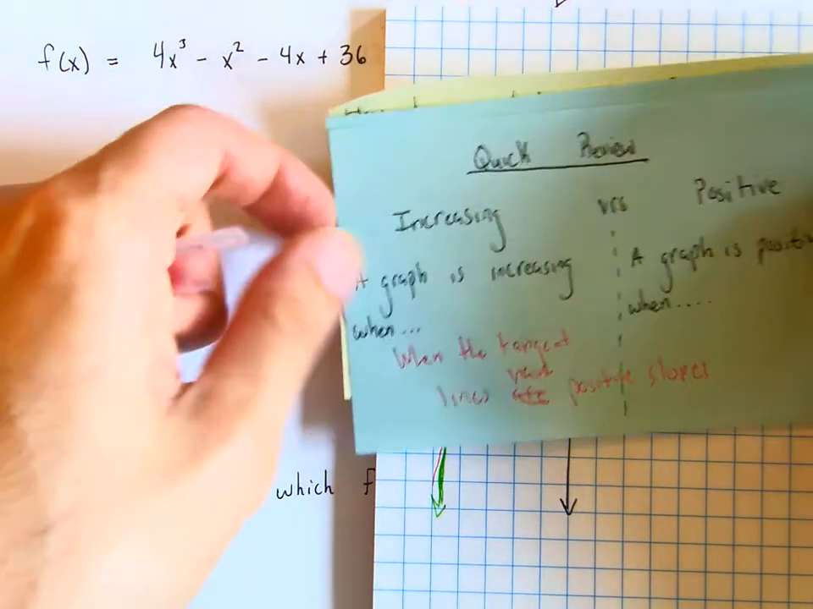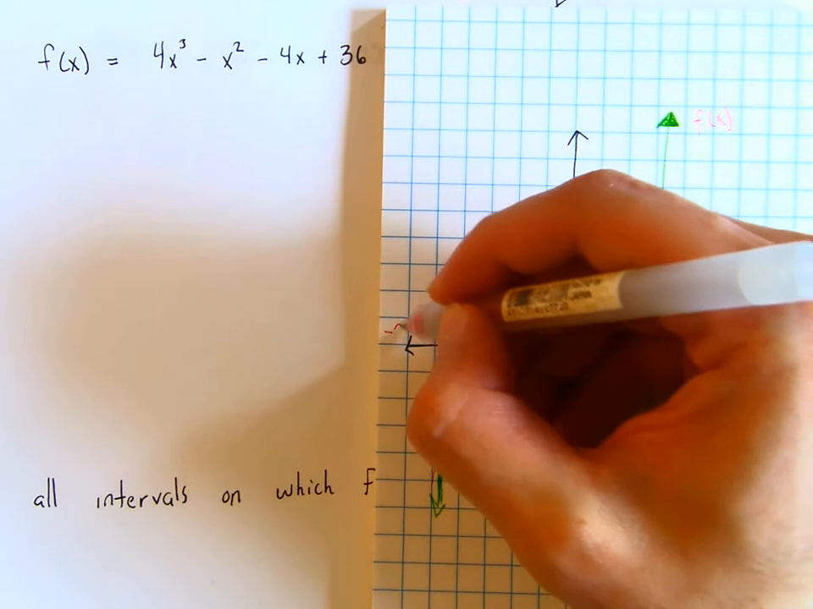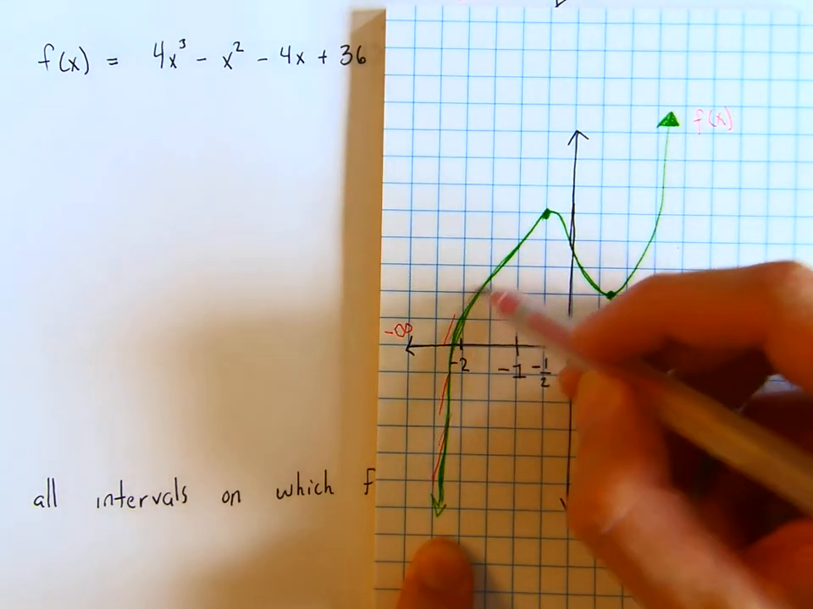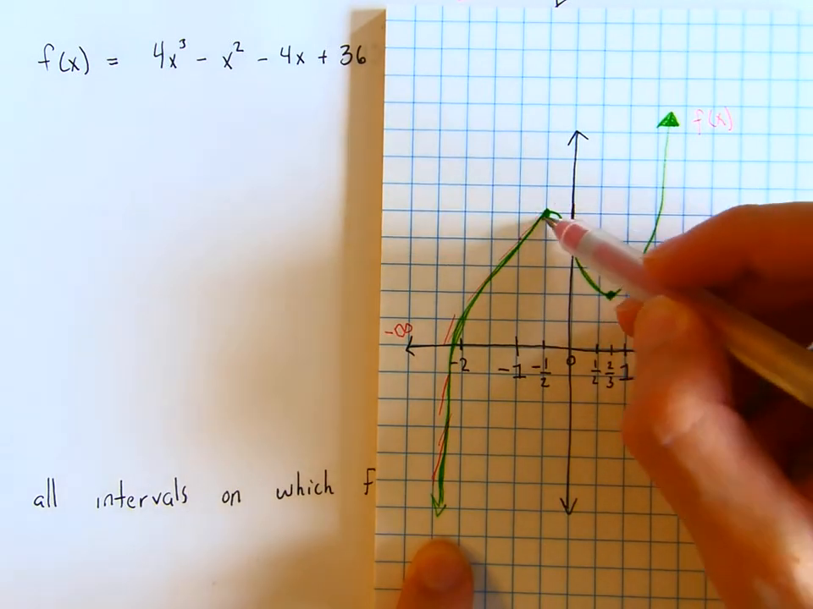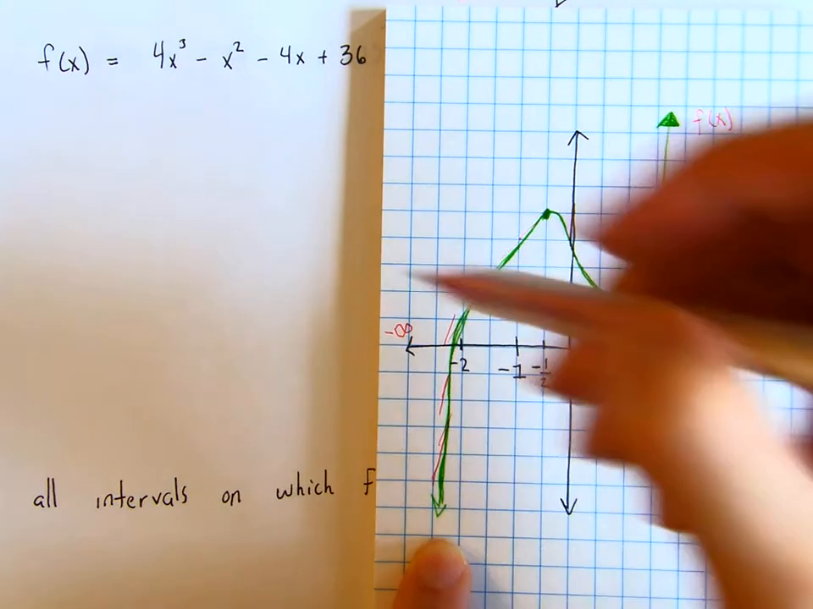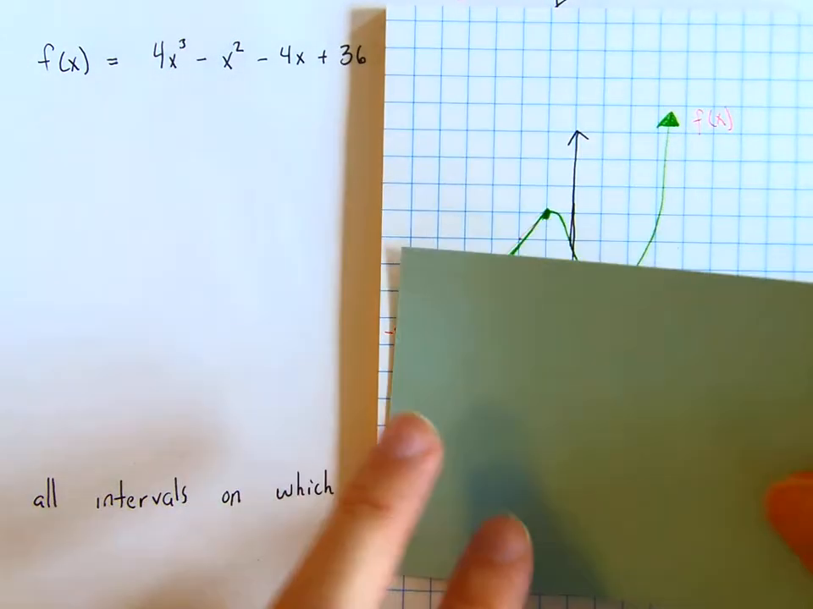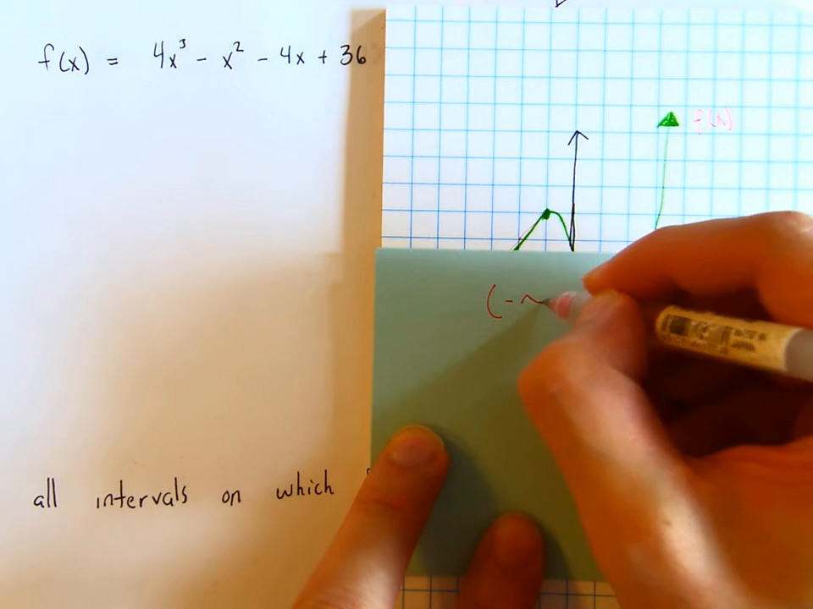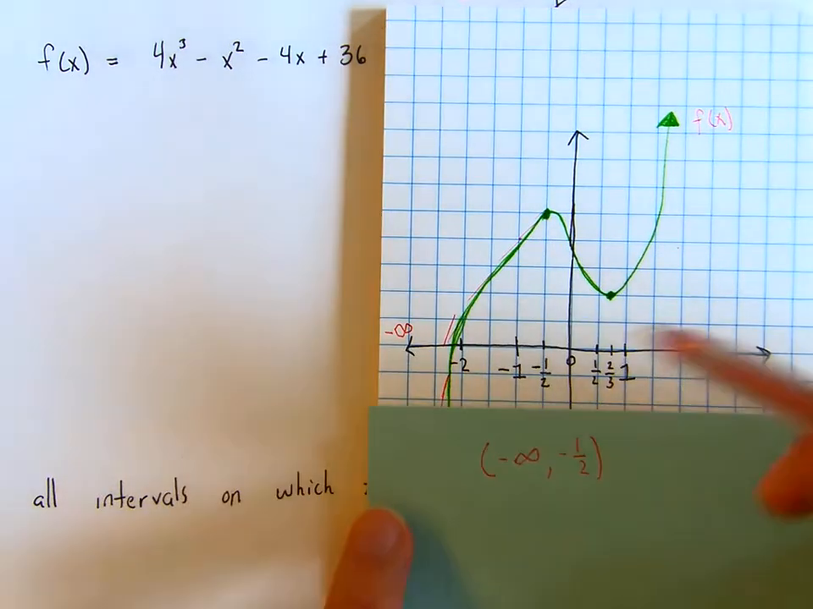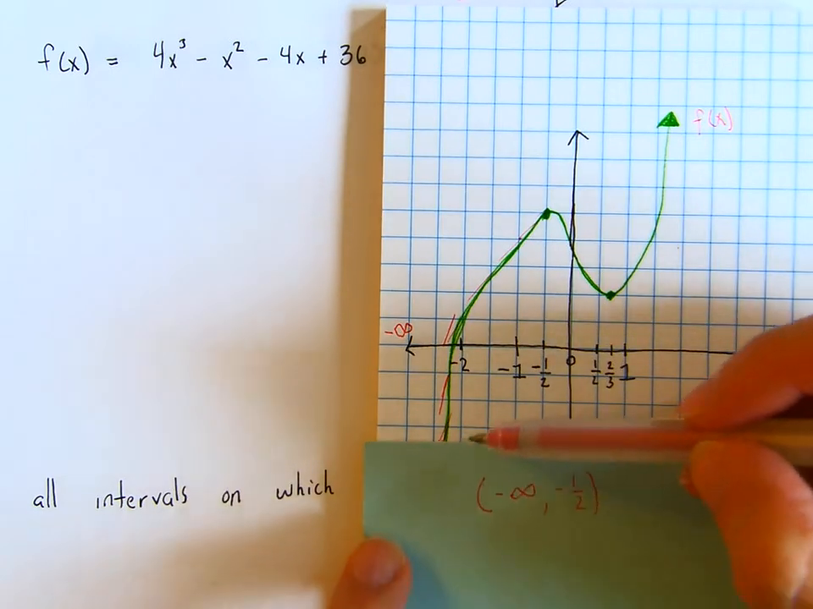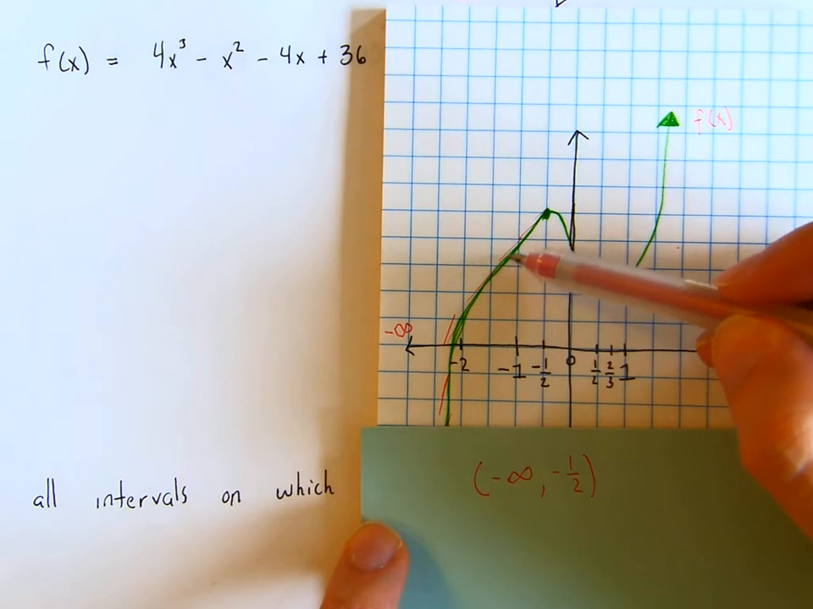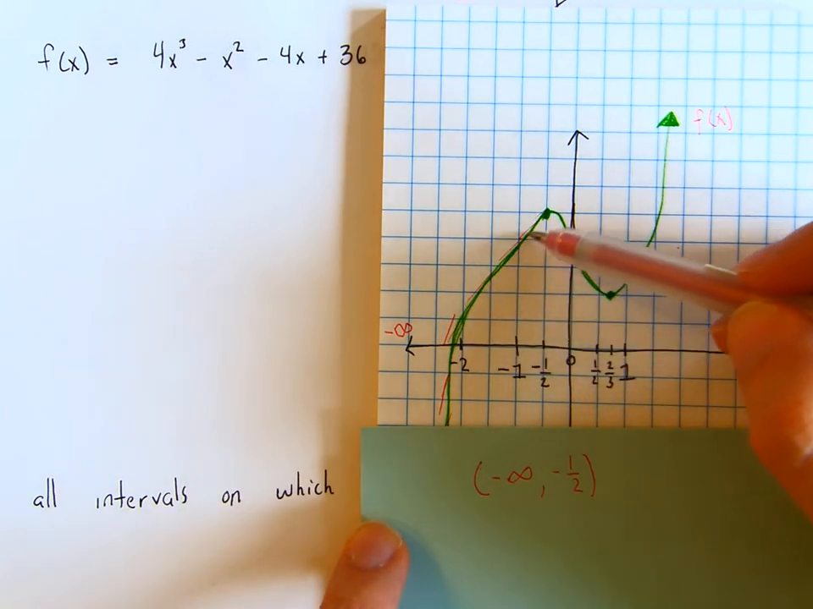So notice that we're starting at negative infinity. The tangent lines are positive, positive, positive, positive, positive, positive, positive, stop. Notice when does it stop? At negative a half. So here, to answer this question, from negative infinity to negative 1/2, the graph is increasing, right? Because the tangent lines are positive.